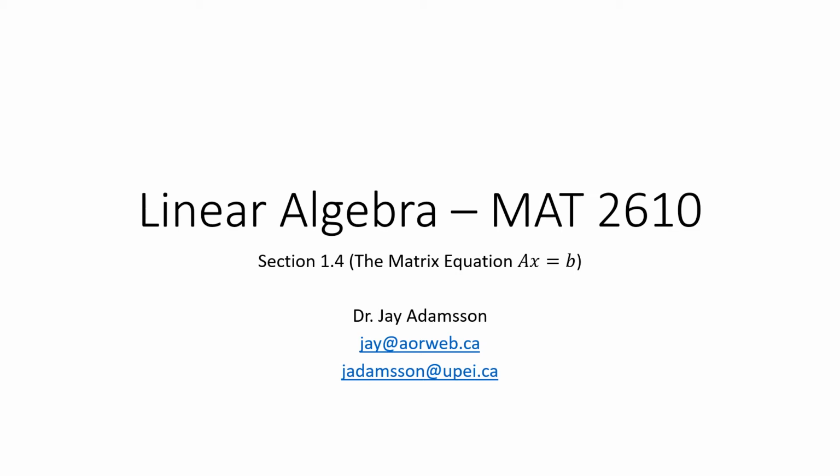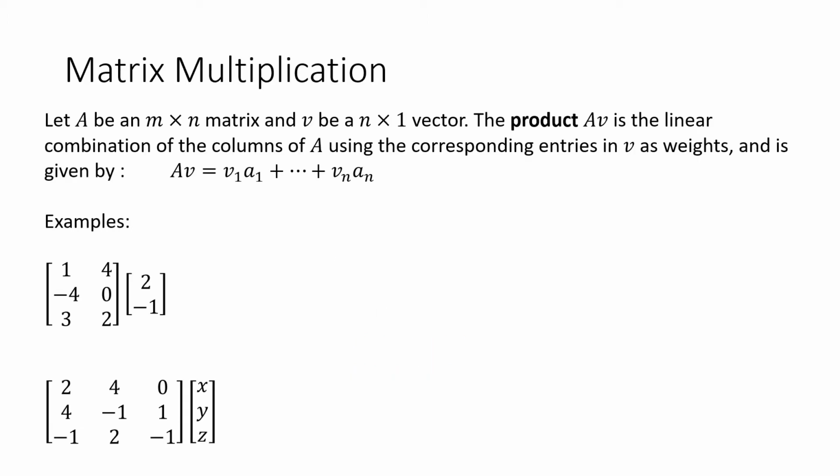This lecture is going to look at section 1.4 out of the book, and specifically at the matrix equation AX equals B. First, we're going to look at matrix multiplication. Now, you may have seen matrix multiplication before, but this may be a slightly different way of thinking about matrix multiplication. We're looking at the product of a matrix and a vector.